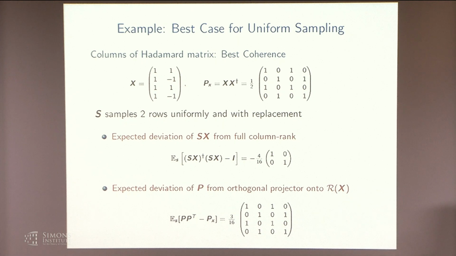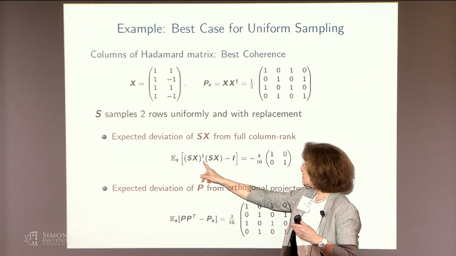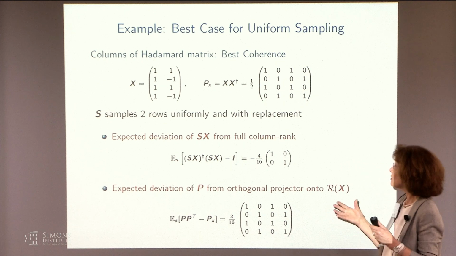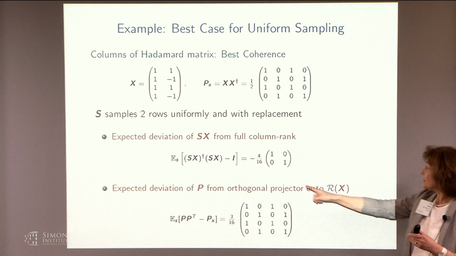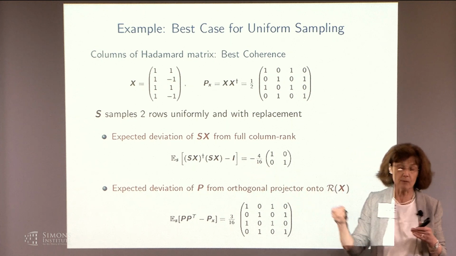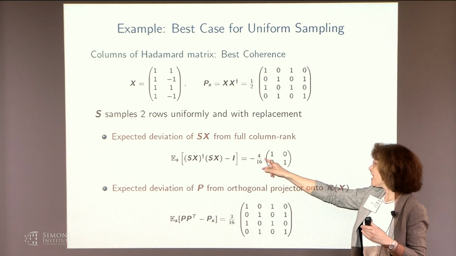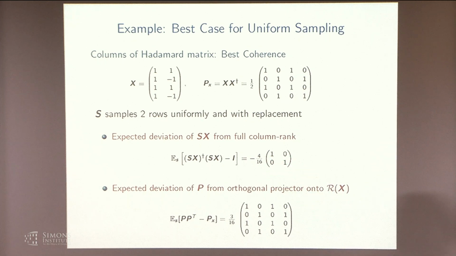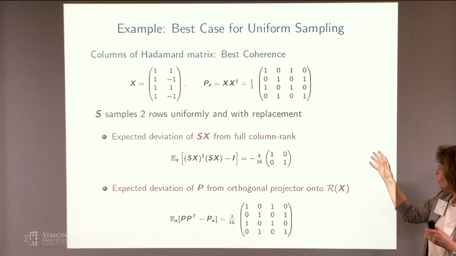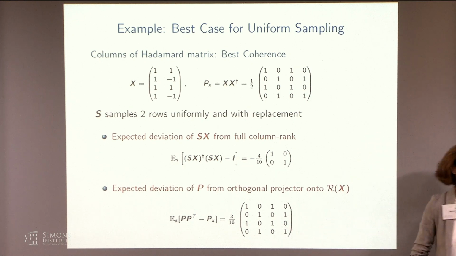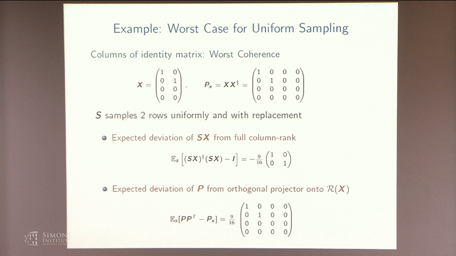And so now if we sample two rows uniformly and with replacement, then the expected value, if we look at the deviation of the sampled matrices from rank deficiency, there are 16 instances of the sampling matrix, which I showed at the beginning. We see that this is the identity. It's sort of 1/4 of the identity. And if we look at the expected deviation of this matrix P from being an orthogonal projector, we get this. Okay, so you can also do that with the worst case. A matrix that has highly concentrated mass and has bad coherence. So this is as bad as it gets for a matrix with two columns, right?